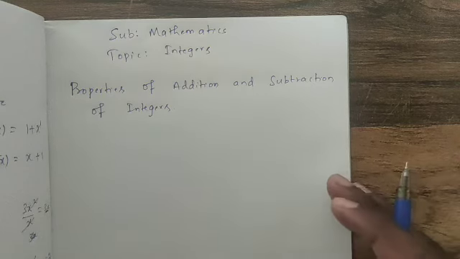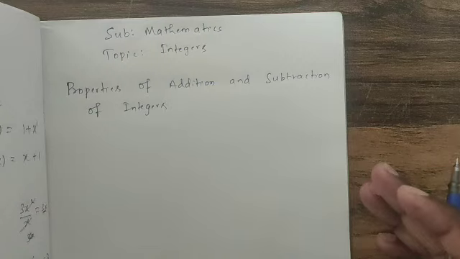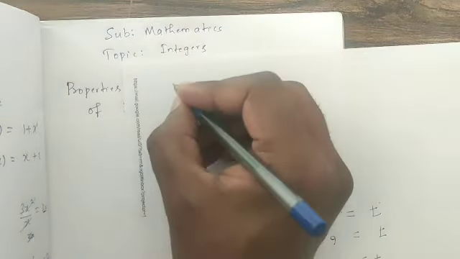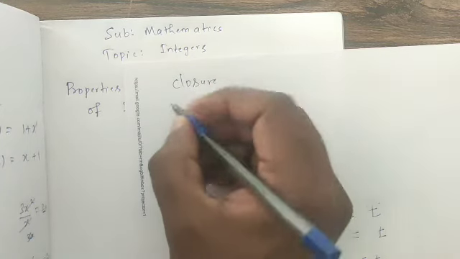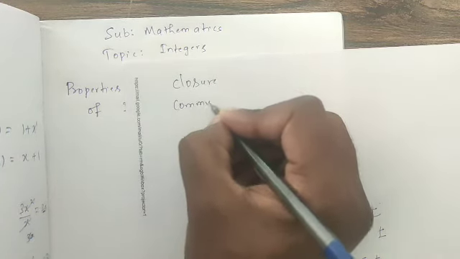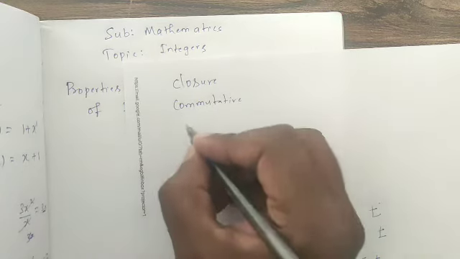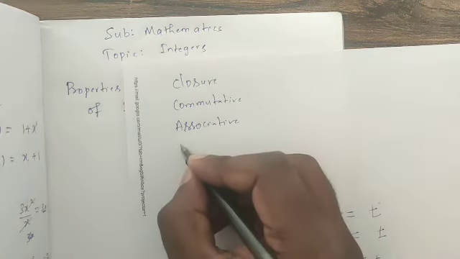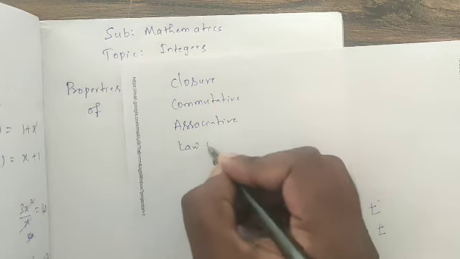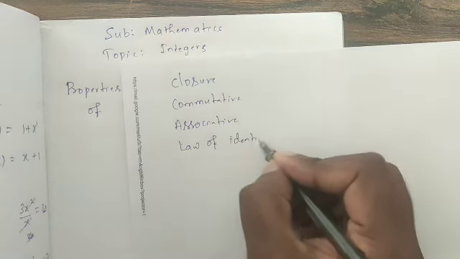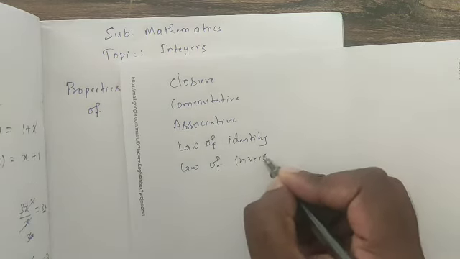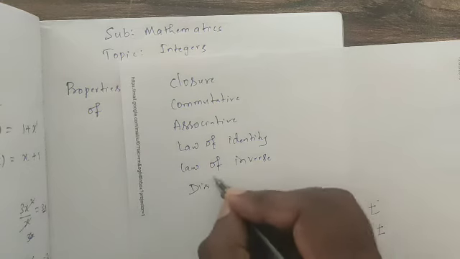We have some properties. The first property will be closure property. I will explain what you mean by closure property and associative property. First property will be closure property. The second one will be commutative property, the third one will be associative property, the fourth one will be law of identity, then law of inverse, then distributive property.